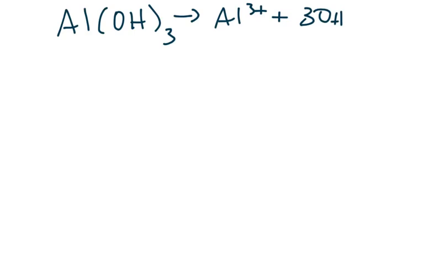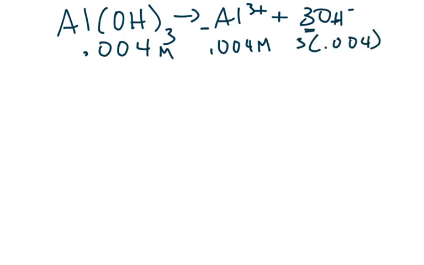So the first thing I'm going to do is dissociate the chemical in the question. So I have Al3+ and 3 OH-. We have to be a little careful on this example because we don't have a 1-to-1 ratio for each one. So we know the concentration for this is 0.004 molar. And this will be 0.004 molar as well because there's a 1-to-1 ratio. But this one we're going to have to times by 3 because of the 3 in front. And we get that equal to 0.012. So we are going to be using these two concentrations in our problem.